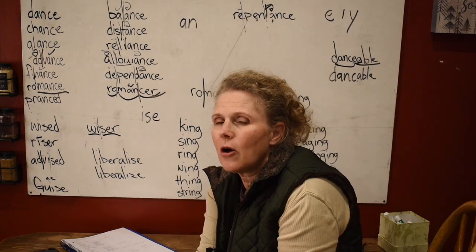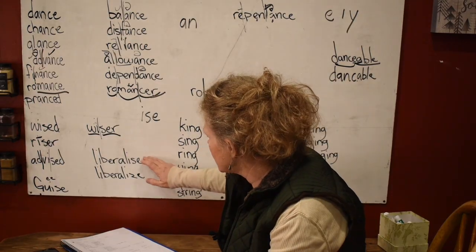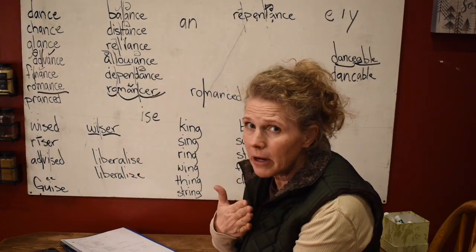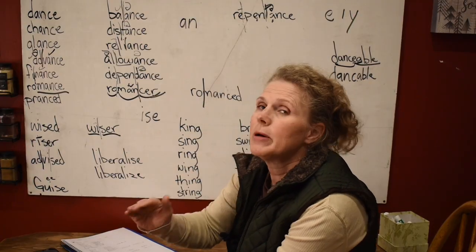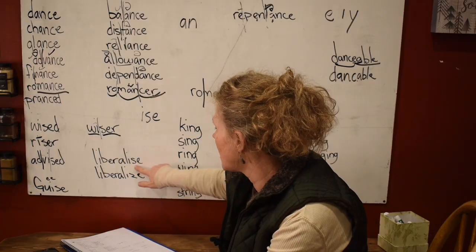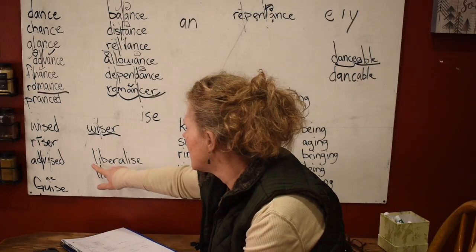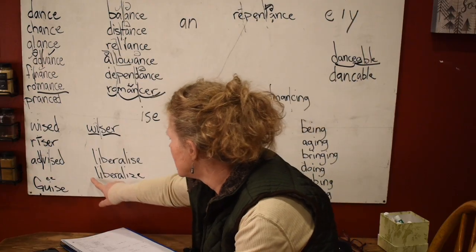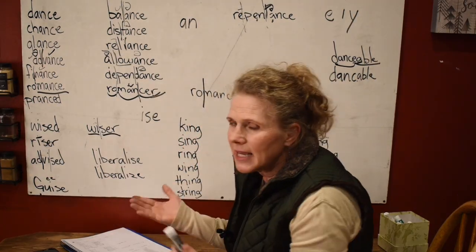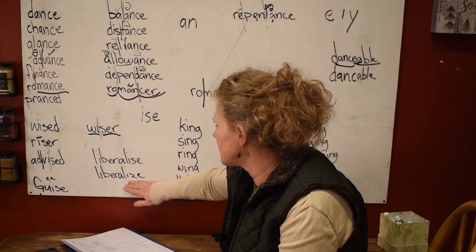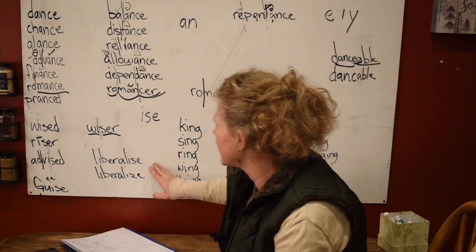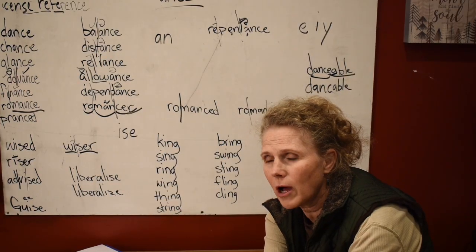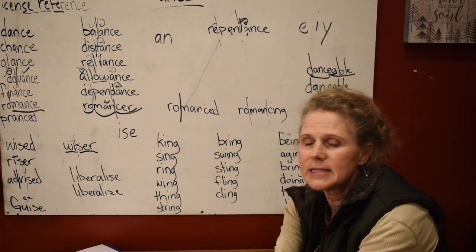Now this is how British English uses their suffix. We as Americans use our suffix to get eyes as I-Z-E, but British English does eyes, I-S-E, liberalize. It's the same word, but this is how we spell it here in America. I'm going to focus on the ing sound.